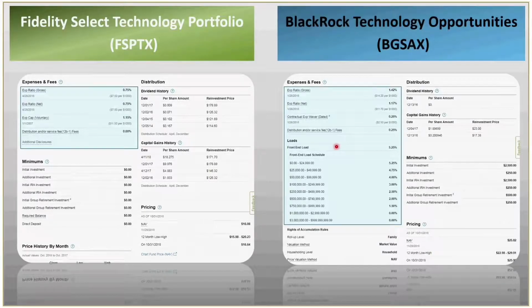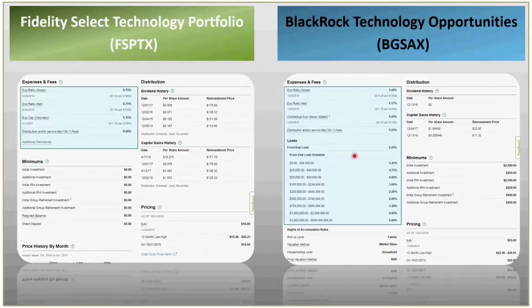Now, when we look at loads, not all mutual funds are going to have these fees. And one of the things with Fidelity is on some of these funds, they actually waive the front end load or the back end load. So this is something that you'll have to go through and actually do a little bit of research in to see if your brokerage firm waives this fee.